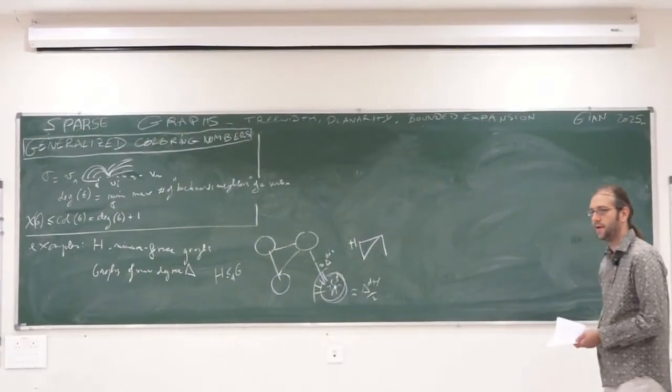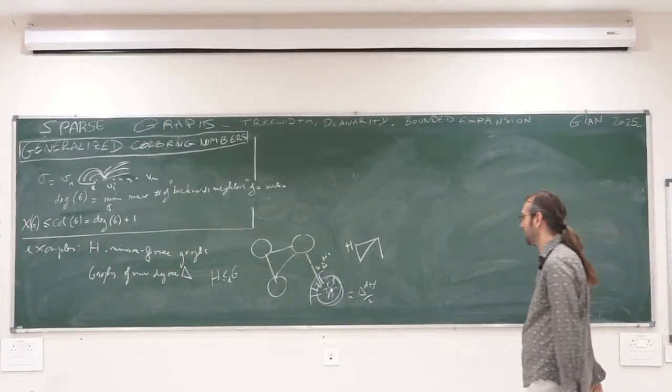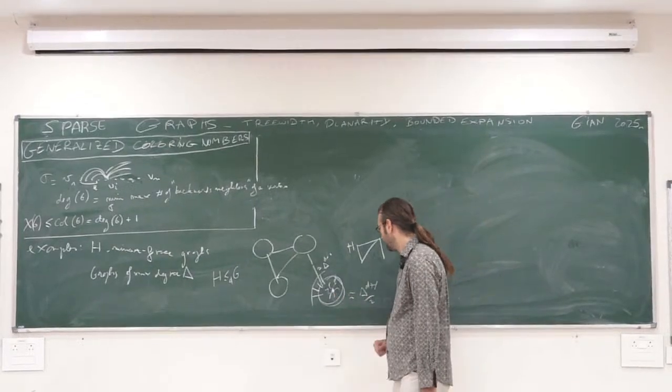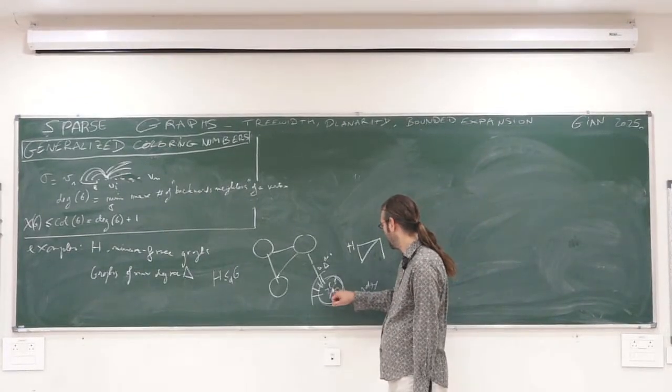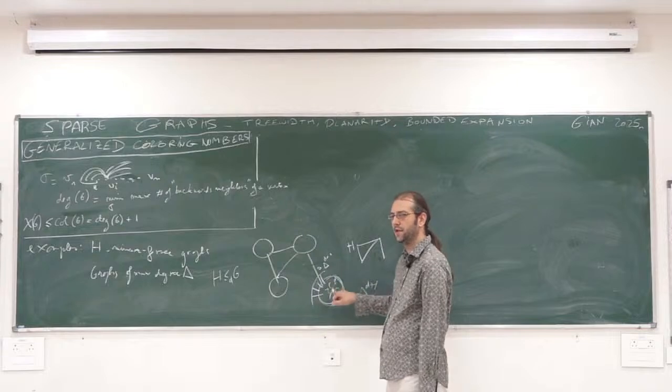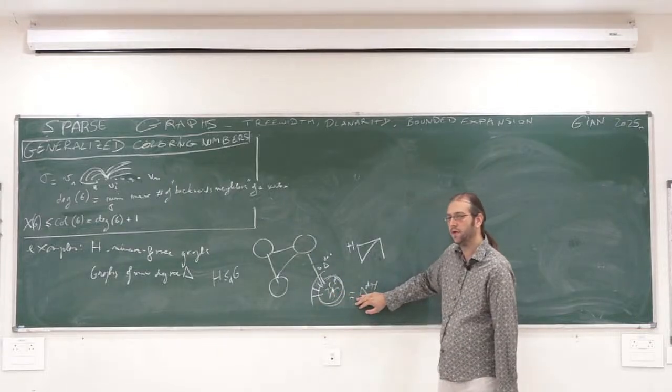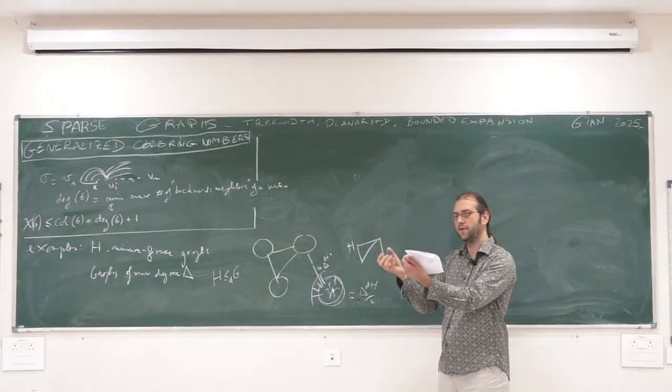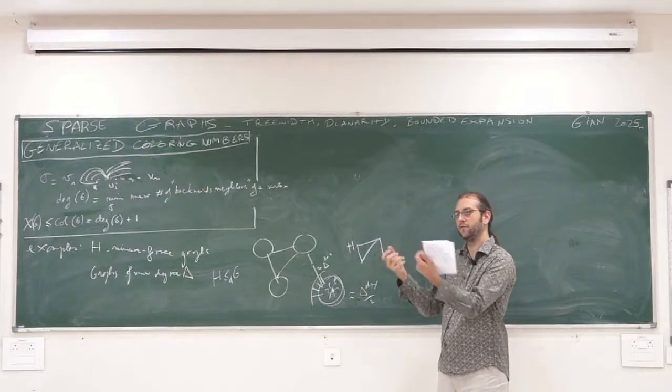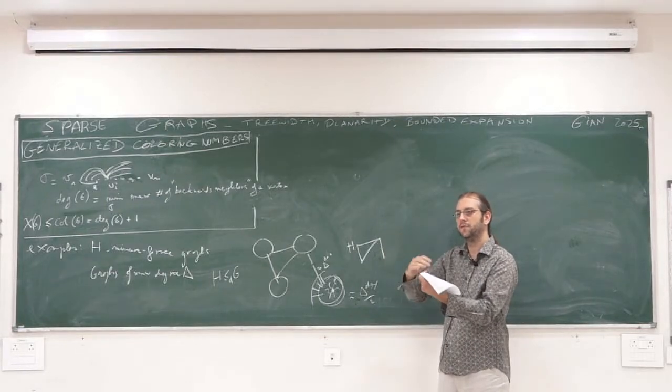Could you please repeat this delta to the power d plus 1? Yeah, it will be in the tutorial solution. But basically, you agree that this ball of radius d has at most this many vertices, right? Because you take all the neighbors, you have delta. Each neighbor has at most delta neighbors itself. You do this d times, so you have delta to the power d.